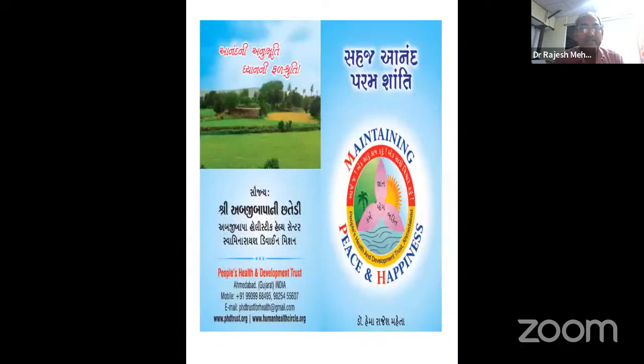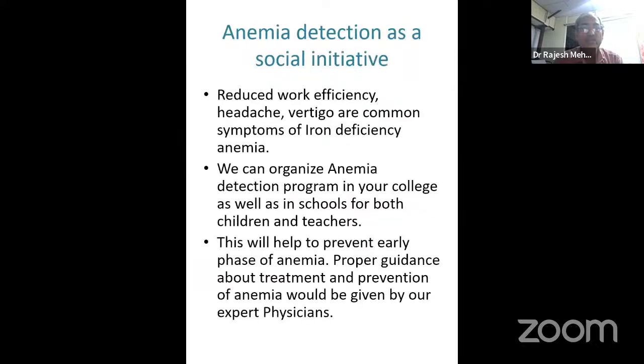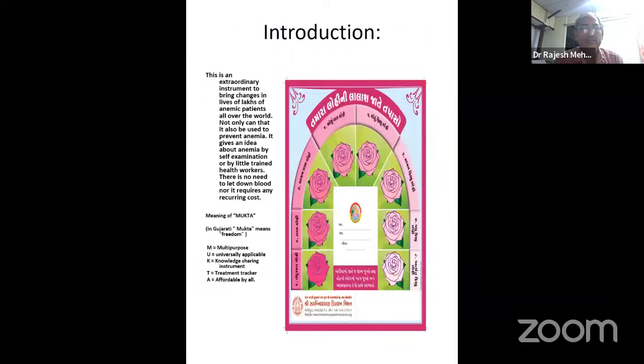Some of our activities. This is a booklet for those who can read Gujarati. We can give this booklet also. And of course, check-up programs, workshops, social initiatives. This is the anemia detection poster. A mirror will be in between, and just by looking at the tongue, you can find out whether your hemoglobin is okay or not.